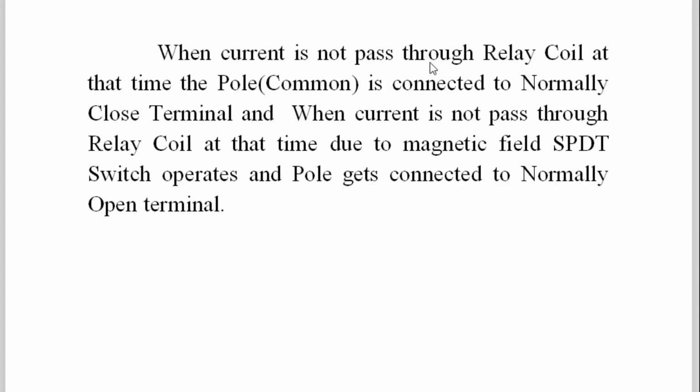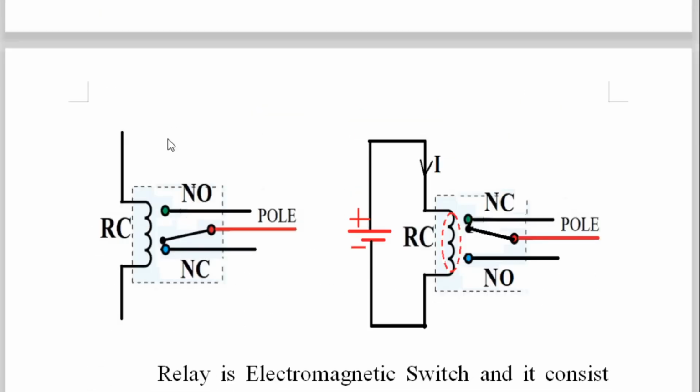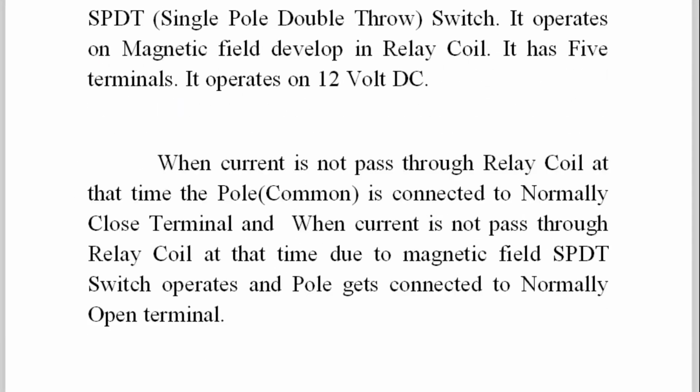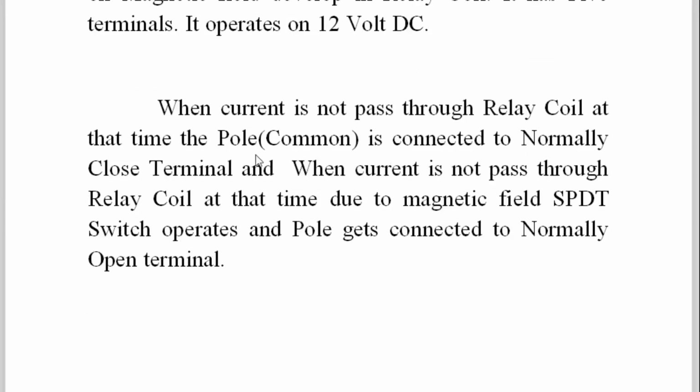Now here the description is given. When current is not passing through the relay coil, at that time the pole, that is the common, as it is also called, is connected to the normally closed terminal. So when no current is passing, on the left hand side, we have taken a simple relay, and the pole is normally connected to the normally closed terminal. And when the current is passed through the relay coil, at that time the relay coil gets magnetized.